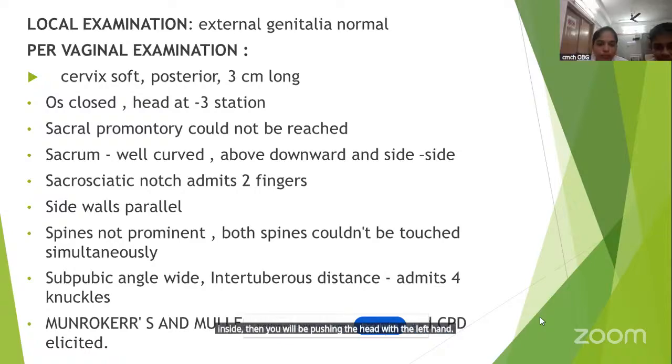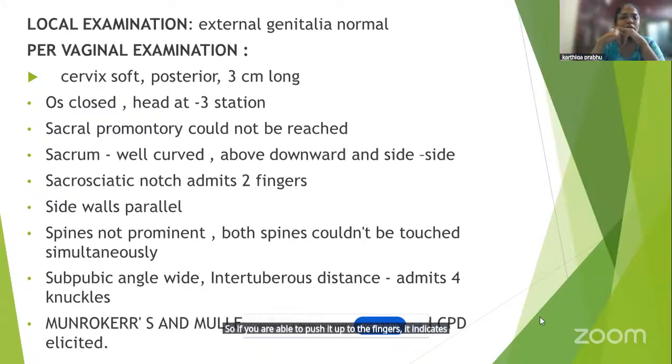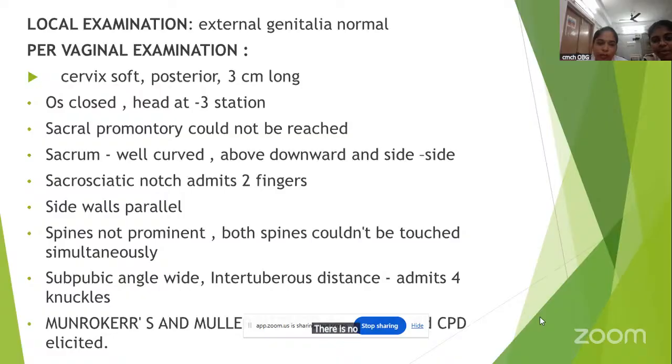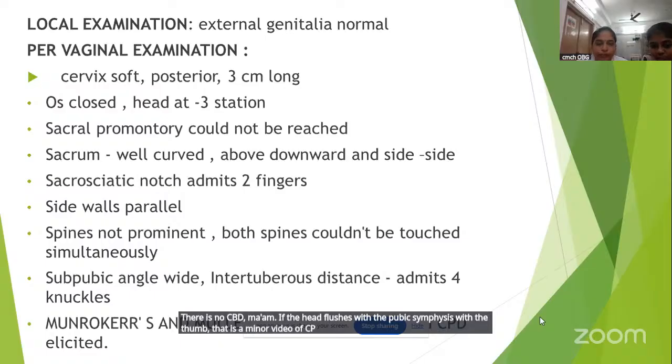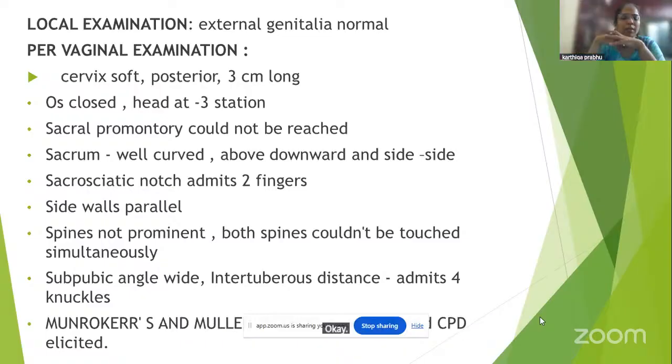If you are able to push it up to the fingers, it indicates what? There is no CPD, ma'am. If the head flushes with the pubic symphysis with the thumb, that is a minor degree of CPD, ma'am. If it overrides, then there is a major degree of CPD, ma'am. So this is one method, the Mantroker-Muller method, which is a bimanual examination.